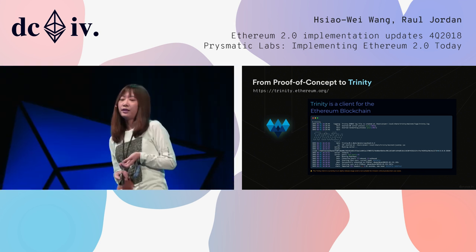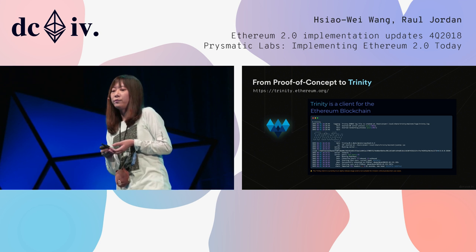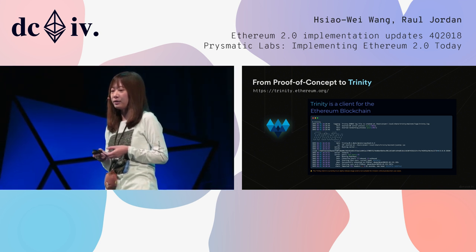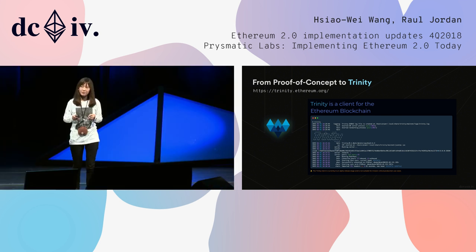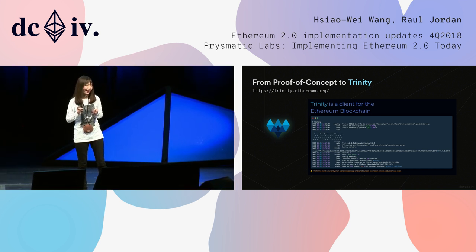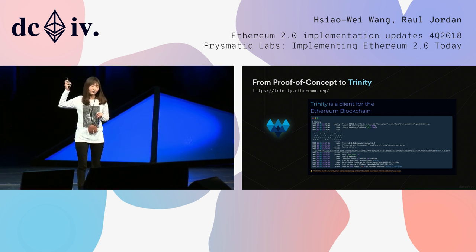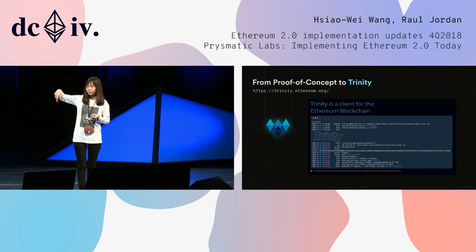Trinity is the Ethereum 1.0 client built with Python, led by Piper Merriam and his team, the Snake Charmers. It's open source now, and you can check their website and link to the repository.